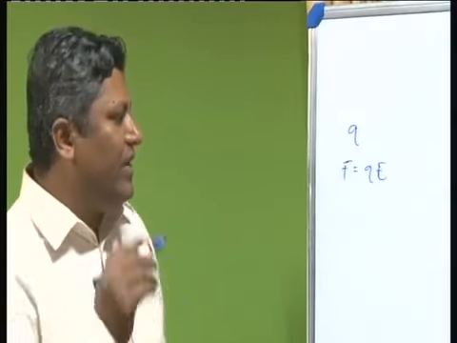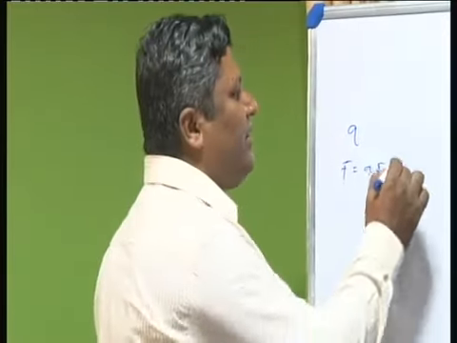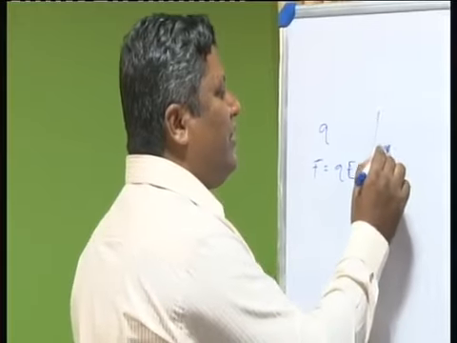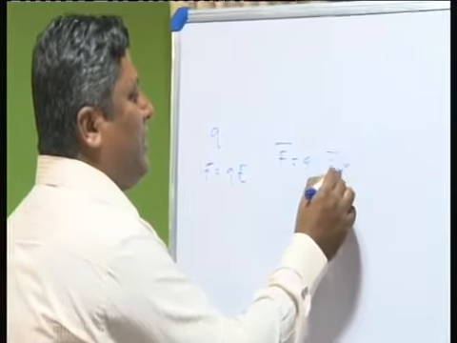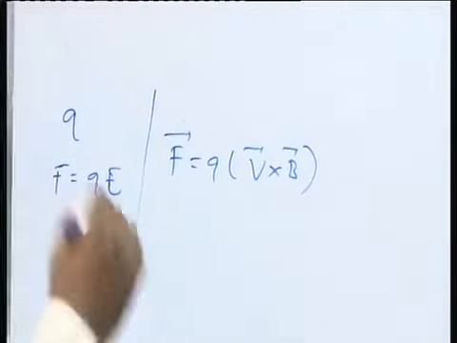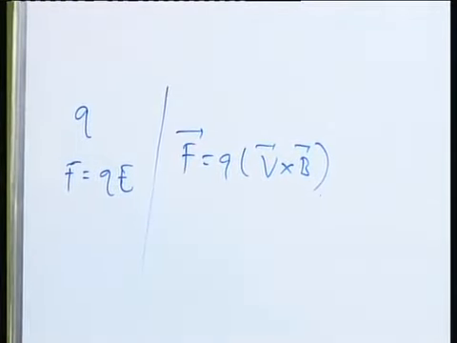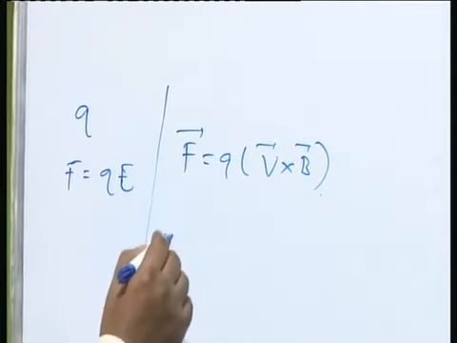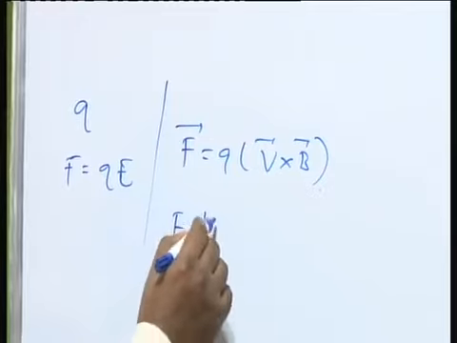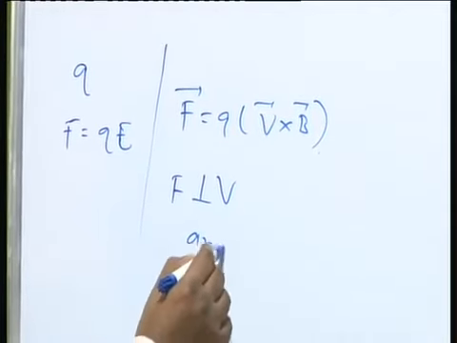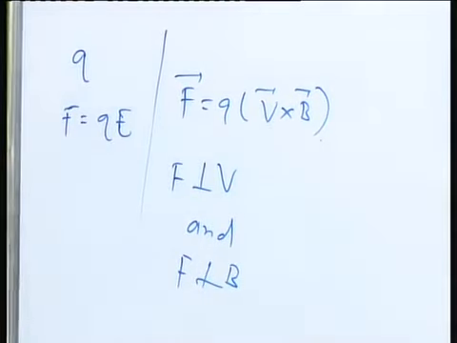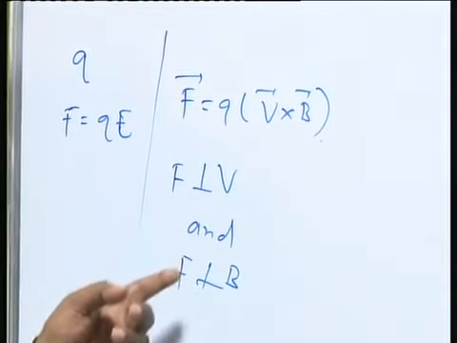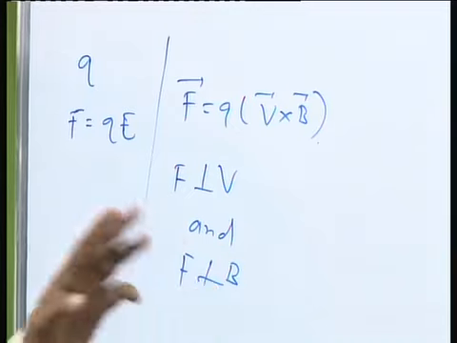Whenever a charged particle enters the magnetic field, it experiences a force. That force is given by vector F equals Q into V cross B. This expression shows that when a charged particle enters the magnetic field, the force it experiences is always perpendicular to the direction of velocity and also perpendicular to the direction of the magnetic field. So the force is perpendicular to velocity and also perpendicular to the direction of the magnetic field.